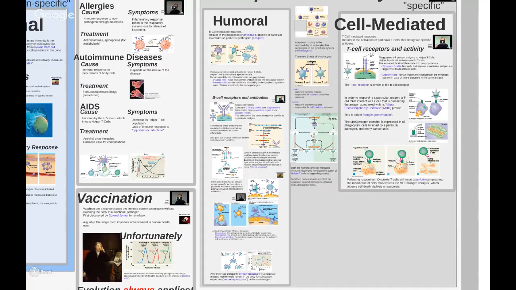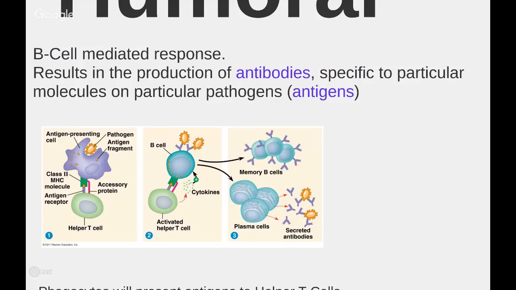So we'll start with the humoral side. The humoral side basically has the B cells, which result in the production of antibodies. And antibodies are specific to the particular molecule on that particular pathogen. Those spots on the pathogen that they are particular to, we call those antigens. So anything your body sees as foreign would have these surface proteins, these markers that we call antigens, and antibodies attach to those antigens. And those antibodies are produced by the B cells.